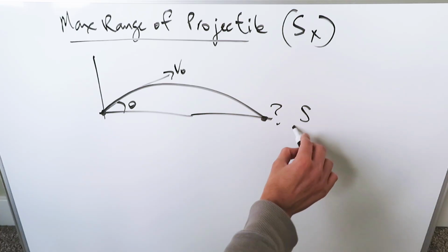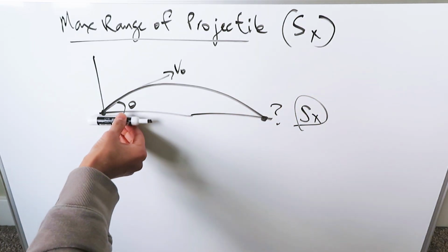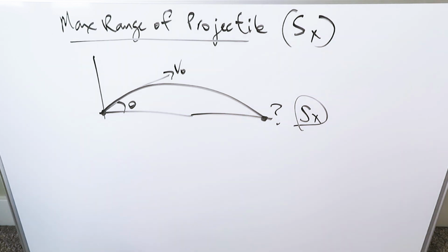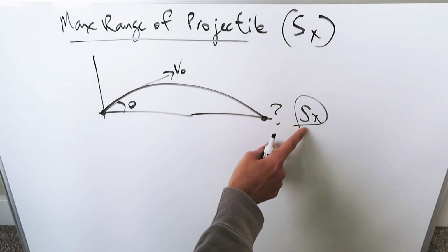What is this distance, your displacement? Why am I calling it Sx? Because you're looking at displacement along your horizontal component, your x-axis, Sx. That's what we're trying to do, determine this.